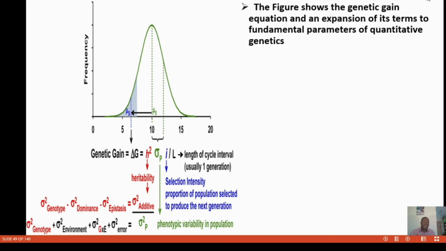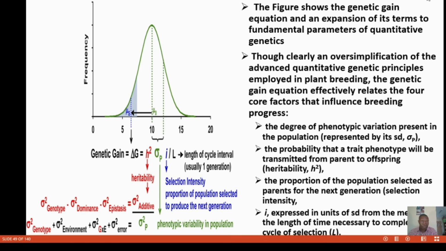So really here we see this figure showing the genetic gain and the expansion of its terms to fundamental parameters of the quantitative genetics. This is clearly an oversimplification of the advanced quantitative genetic principles employed in plant breeding. But the genetic gain effectively relates to 4 core factors that influence plant breeding. We have to notice those 4. 1, the degree of phenotypic variation present in the population.